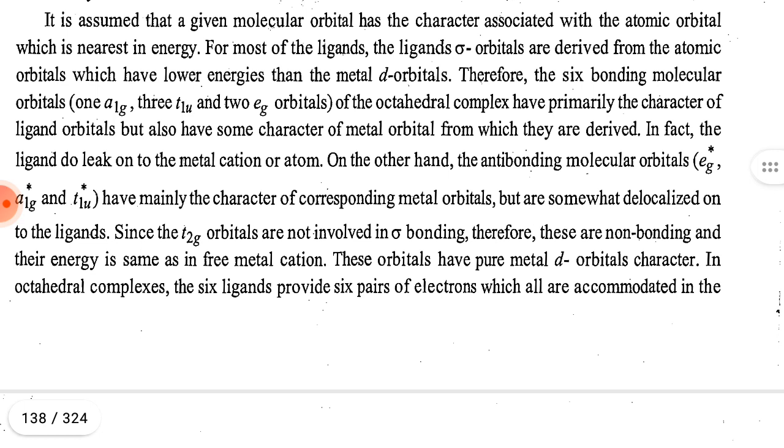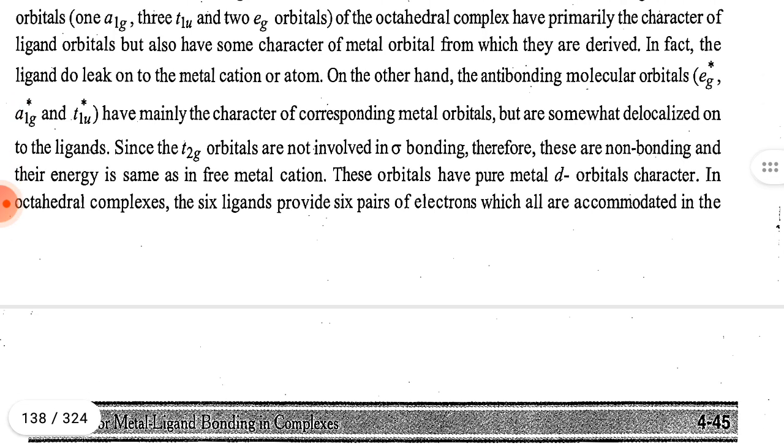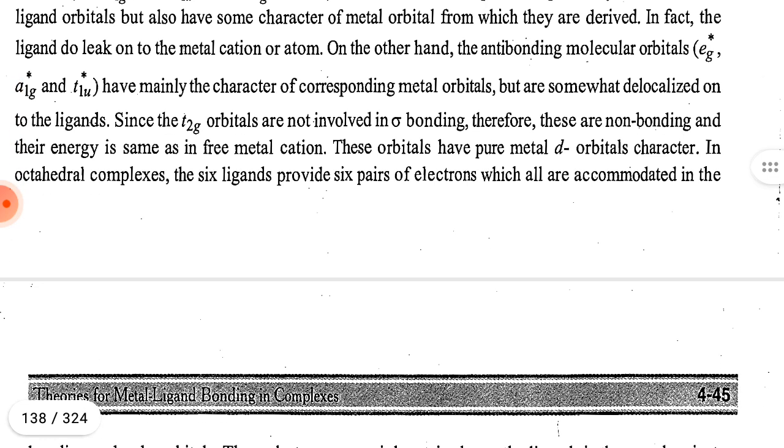It is assumed that a given molecular orbital has a character associated with the atomic orbital which is nearest in energy. For most ligands, the sigma orbitals are derived from atomic orbitals which have lower energy than the metal d orbitals. Therefore, the 6 bonding molecular orbitals, 1 A1g, 3 T1u, and 2 Eg orbitals of the octahedral complex have primarily the character of ligand orbitals, but also have some character of the metal orbitals from which they are derived. In fact, the ligand electrons leak on to the metal cation or atom.